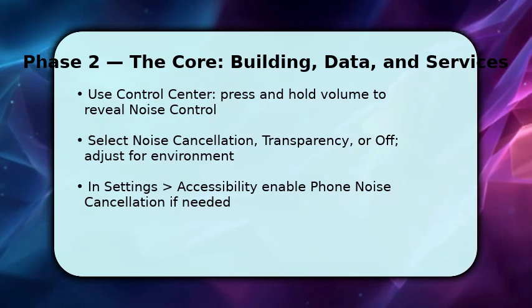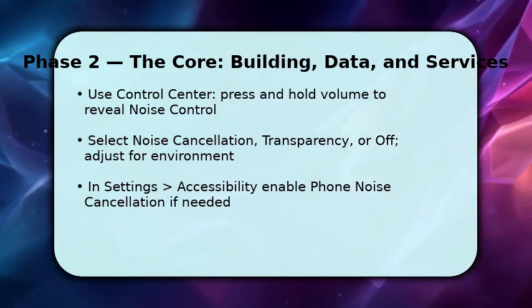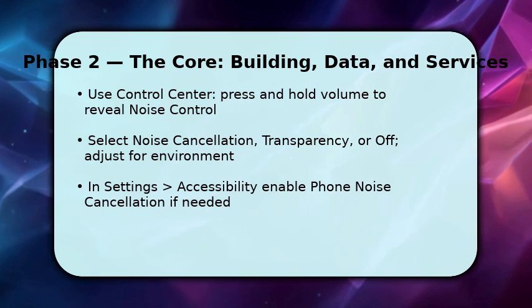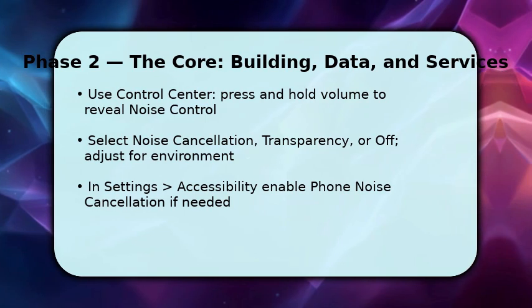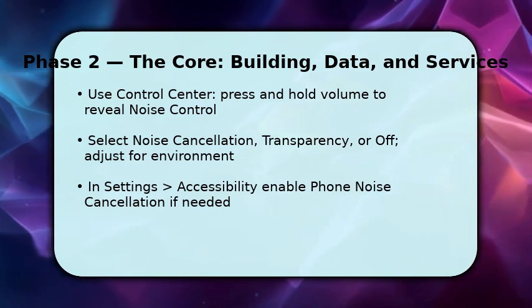Next, enable the actual noise control. For AirPods Pro/Max, press and hold the volume slider in Control Center, then choose Noise Cancellation to block ambient sound. Transparency lets selected sounds through.